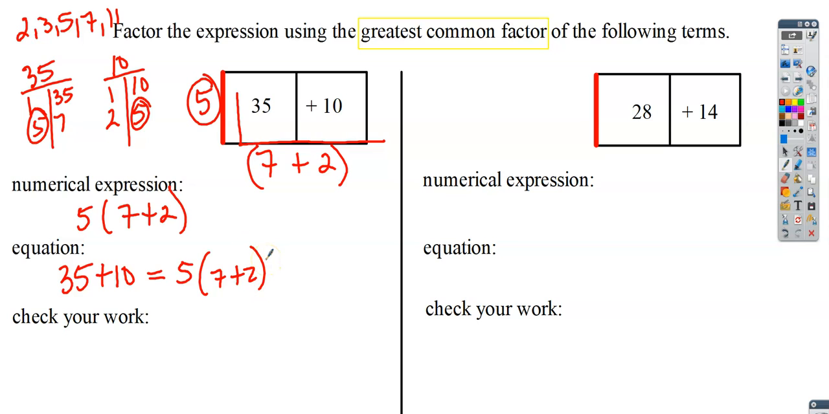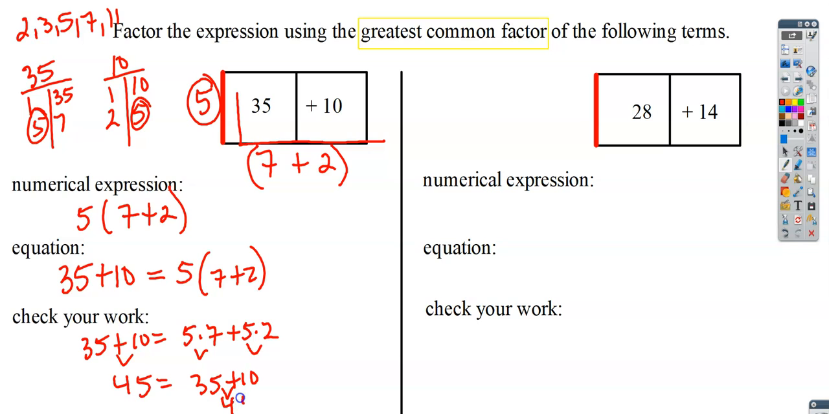Now you can check your work by doing some mental math, right? 35 plus 10 equals, now I'm going to do the distributing, right? 5 times 7 plus 5 times 2. And then when I do the math here, I get 45 equals, ooh yeah, this is going to work, 35 plus 10. That equals 45. Check.